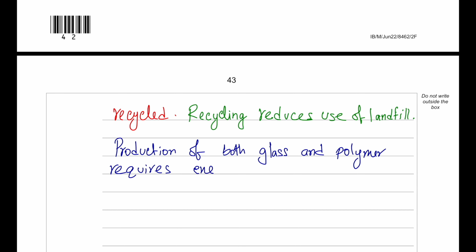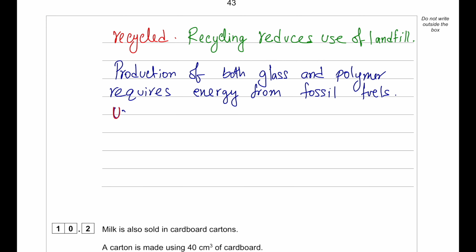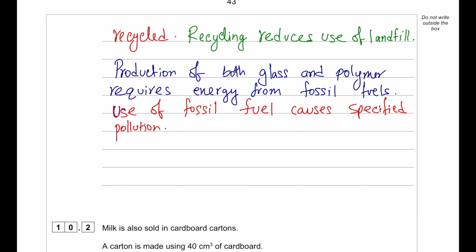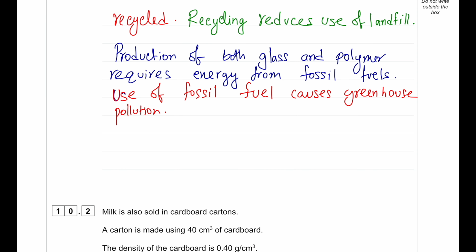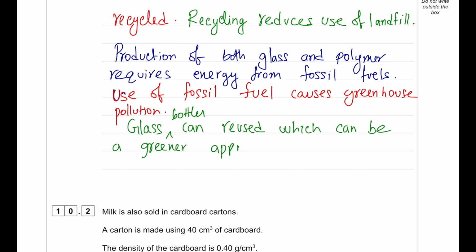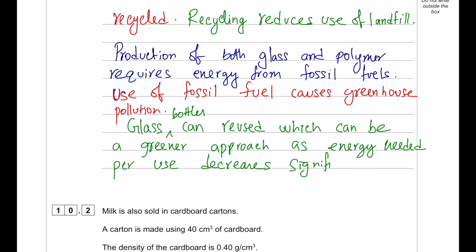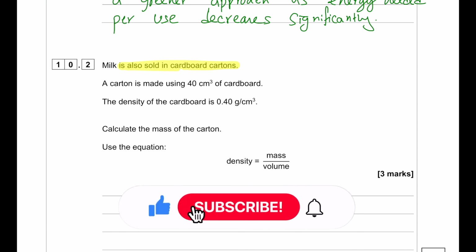In the case of glass manufacture, the energy needed for making the glass bottle is almost 4 times higher than that for the polymer bottle manufacture. So use of fossil fuel causes pollution. In general, glass, even though it may look greener, might not be a green solution after all. Milk is also sold in cardboard cartons.